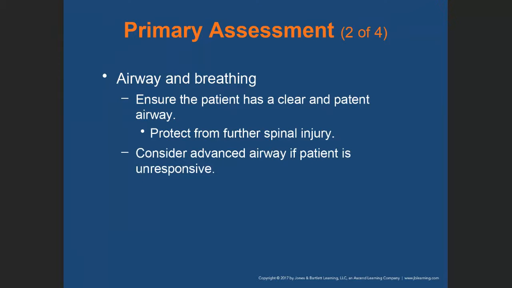Airway and breathing. Ensure the patient has a clear and patent airway. Protect from further spinal injury. Consider an advanced airway if the patient is unresponsive. So you need to be thinking about ALS. If you suspect that ALS is required, don't delay to request the ALS. If you're not in that type of setting, notify the hospital as early as possible. Choose the most appropriate hospital for the patient.